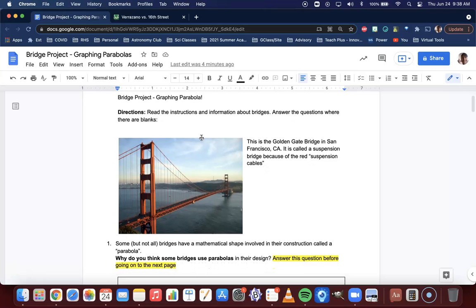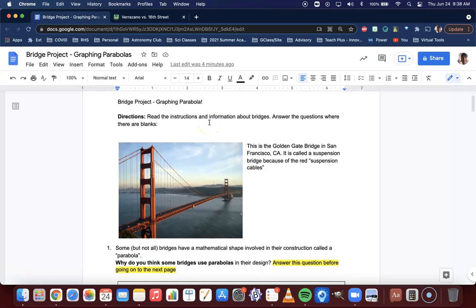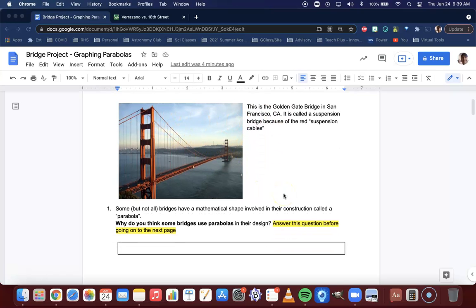So we're going to actually go through this document together so that you've got some additional context and some more information about bridges and parabolas. So this might be one of the most famous bridges in the world. This is the Golden Gate Bridge in San Francisco. It's called a suspension bridge because of these suspension cables. Now, I won't tell you until a moment from now, but some of these have this mathematical parabola shape to them where they're kind of curvy and go down nice and low.